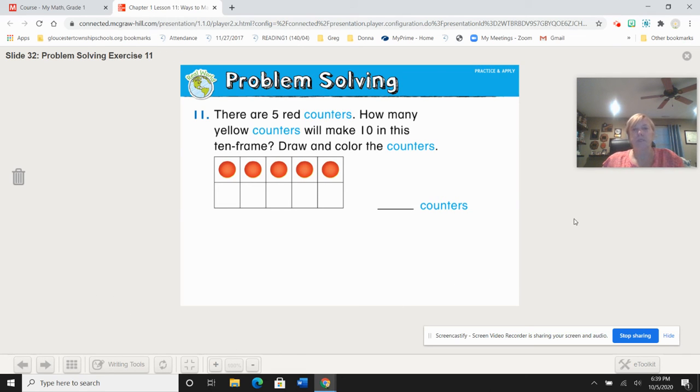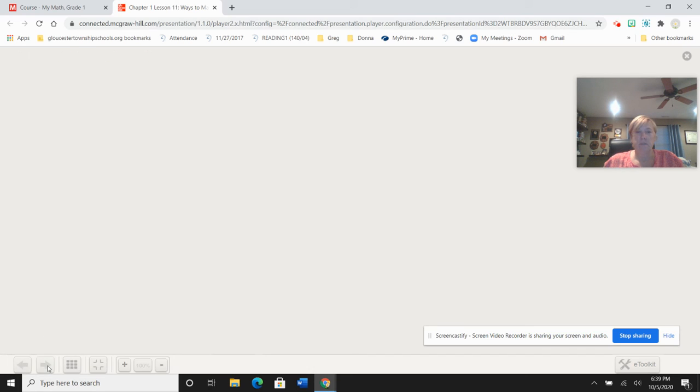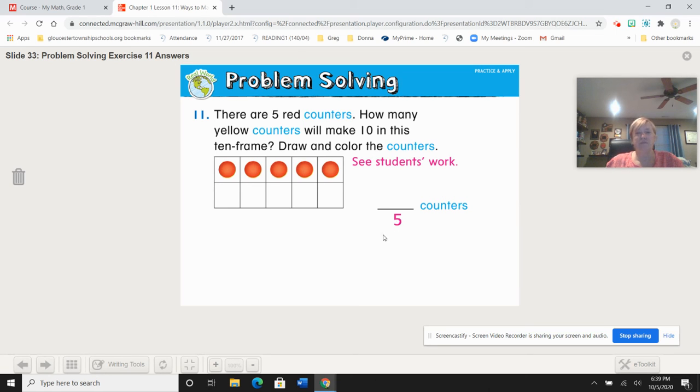Okay. Now this one is a little interesting. Look at this. Let's read this and see. There are 5 red counters. How many yellow counters will make 10 in this 10 frame? Draw and color the counters. So as you draw and color, count and you'll figure that out. Work on it and pause. There you go. That's right, 5. Because right here, 1, 2, 3, 4, 5. Good job.